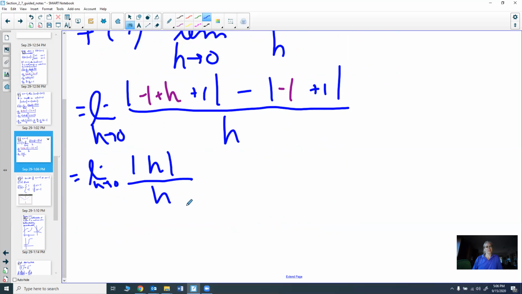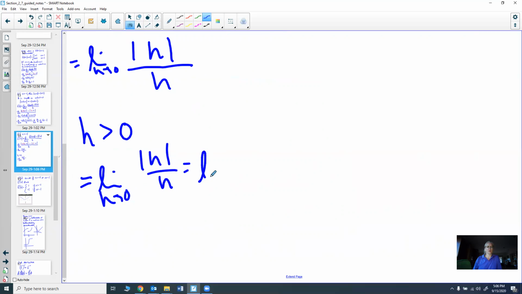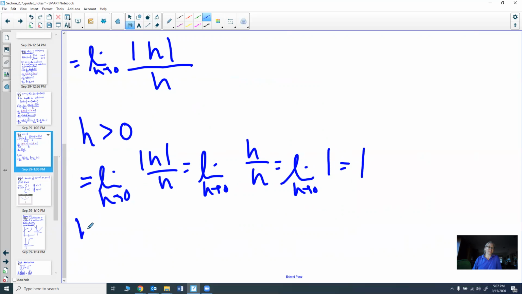Well, now we got to figure out what this is. Well, this isn't just 1, because this is the absolute value of h. So we're going to have to first do the same kind of thing. Let's say h is greater than 0. Then this is equal to the limit as h goes to 0 of the absolute value of h over h. But since h is bigger than 0, we can just drop the absolute value bars. And this would be h over h, which is the limit as h goes to 0 of 1, which is, of course, 1.